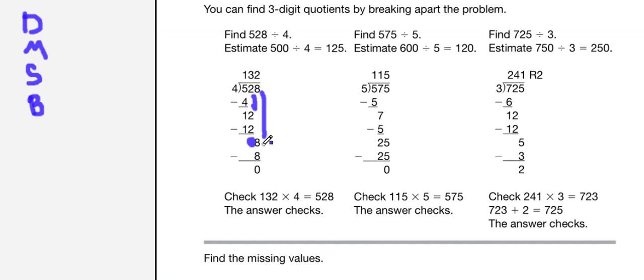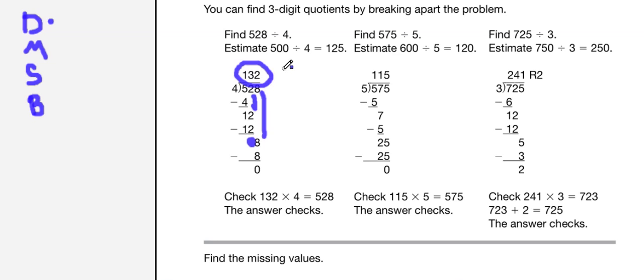Now I have 8. Okay, so let's go back to step 1, divide. 8 divided by 4. How many 4s go into 8? So let's think multiplication. 4 times 1 is 4. 4 times 2 is 8. Oh, 2 4s fit. So 2 times 4 gives me 8. And I subtract it. 8 take away 8 is 0. I don't have any other numbers to bring down. I have nothing left over, so I am done. So there's my answer. My quotient is 132.